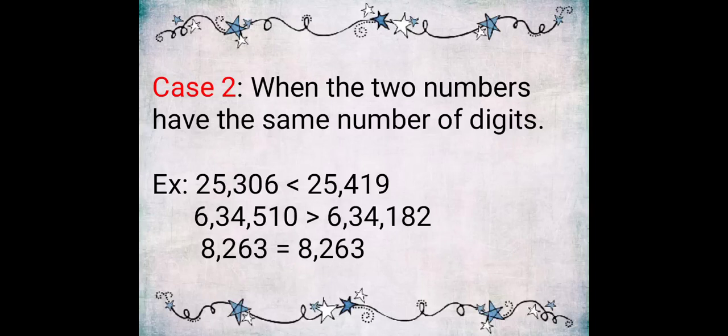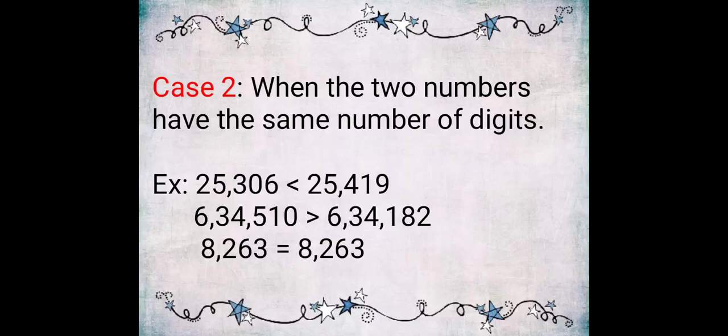In my 10,000s place also I am having 3 in both the numbers. Can I find out here? No, no. What will I do? I will move on to thousands place. Now, in the thousands place, I am having 4 in both the numbers.